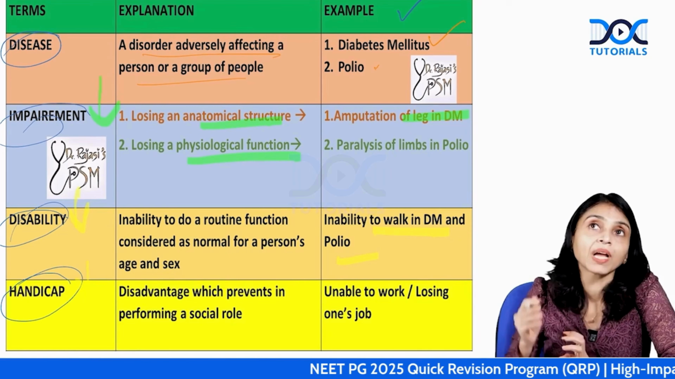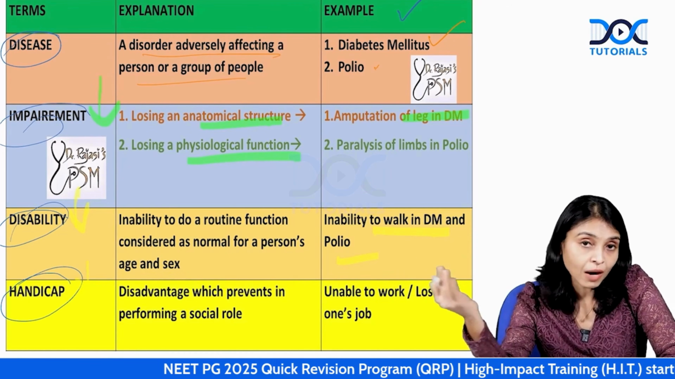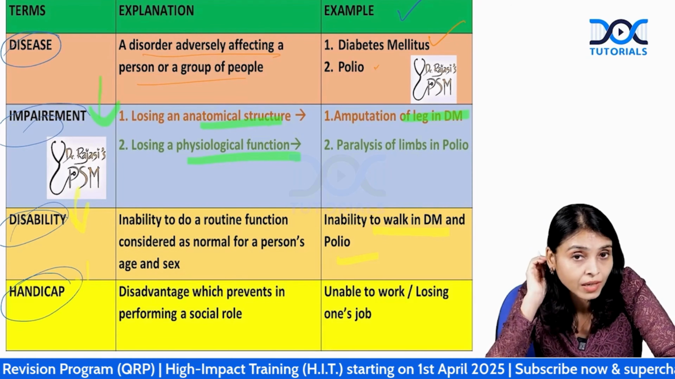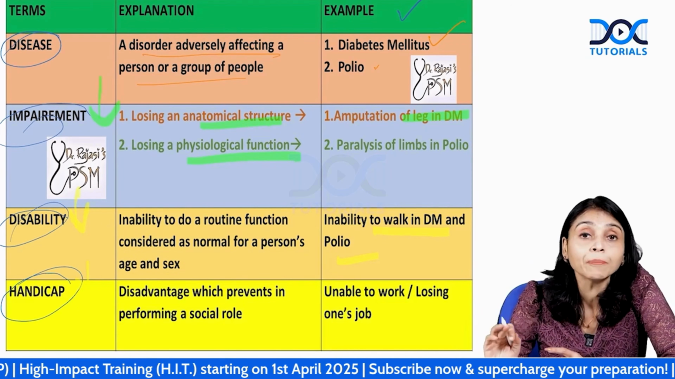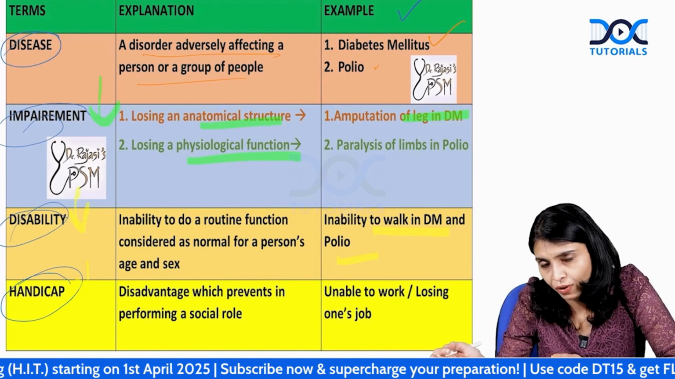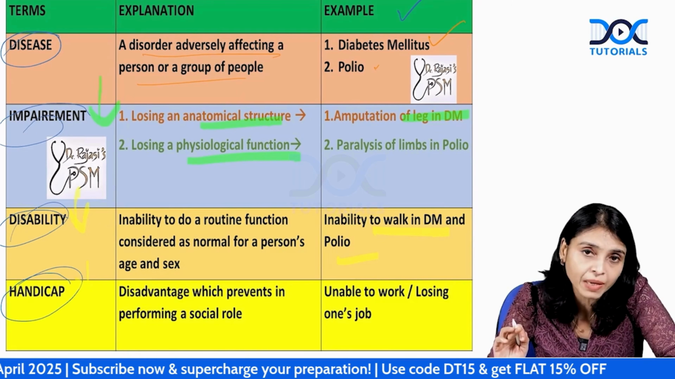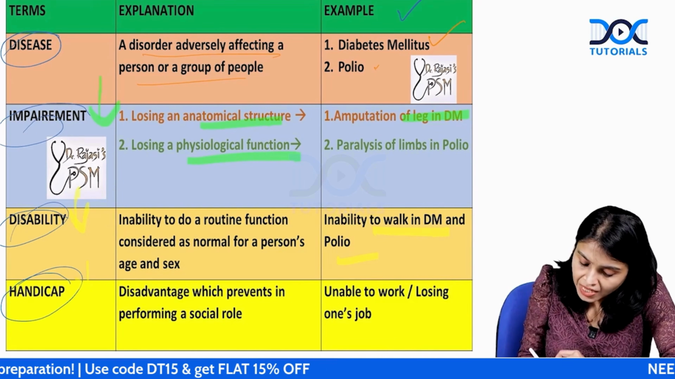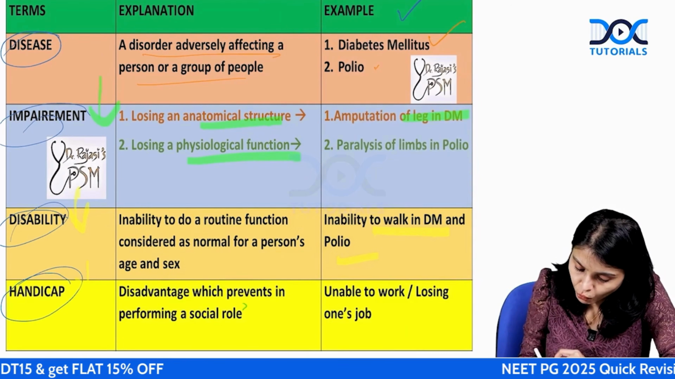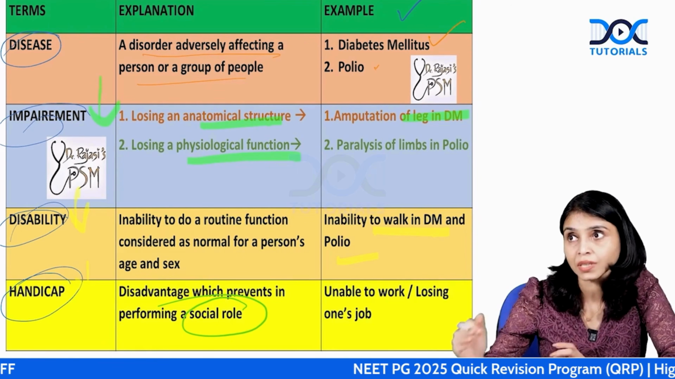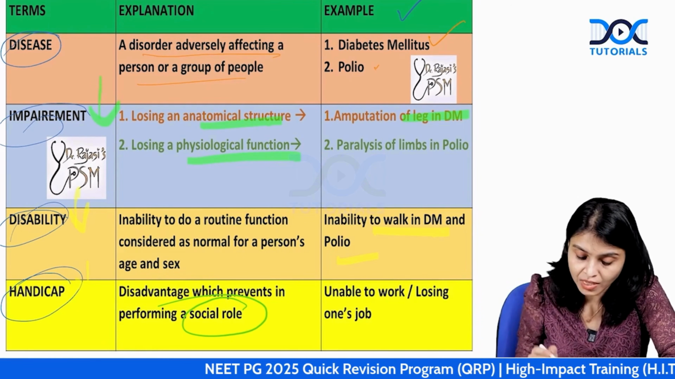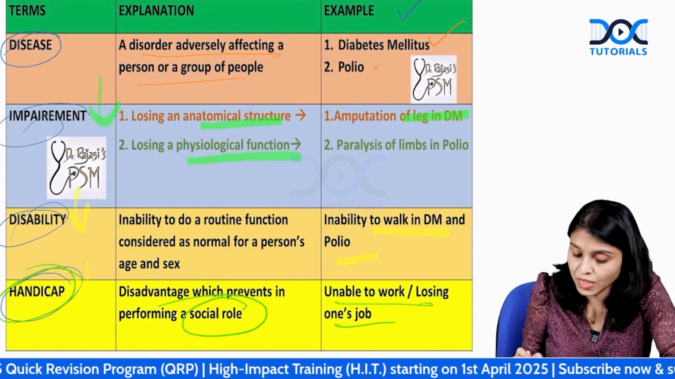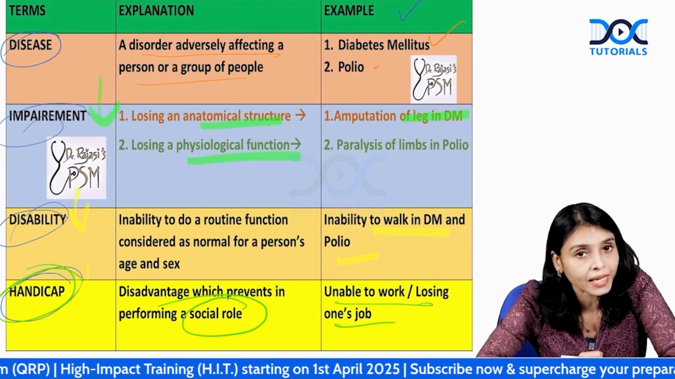Now, what is handicap? Handicap means it has got an extra dimension. That means because of this impairment or disability, the patient is unable to do a routine function. The patient is unable to do a social role which is expected out of him. For example, he's a breadwinner of the family. He should be able to go out and do work which he is unable to do. So this inability to do that social role is what is affected in handicap. I hope it is clear. So unable to do work, losing job, all these are examples for handicap.